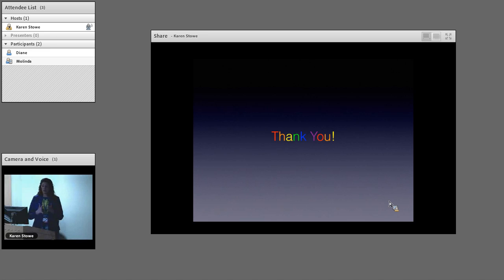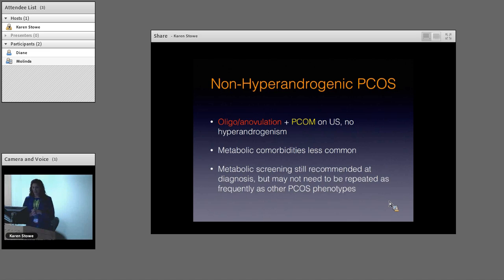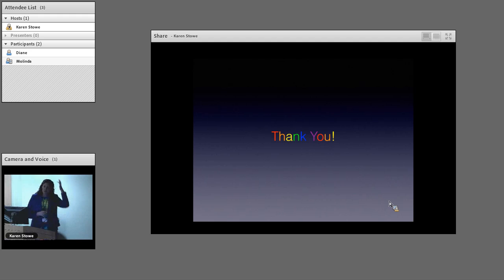You check that for her, and those levels are normal. And so the next step for this patient is the pelvic ultrasound. On her pelvic ultrasound, we do see polycystic ovary morphology, and her diagnosis is non-hyperandrogenic PCOS.